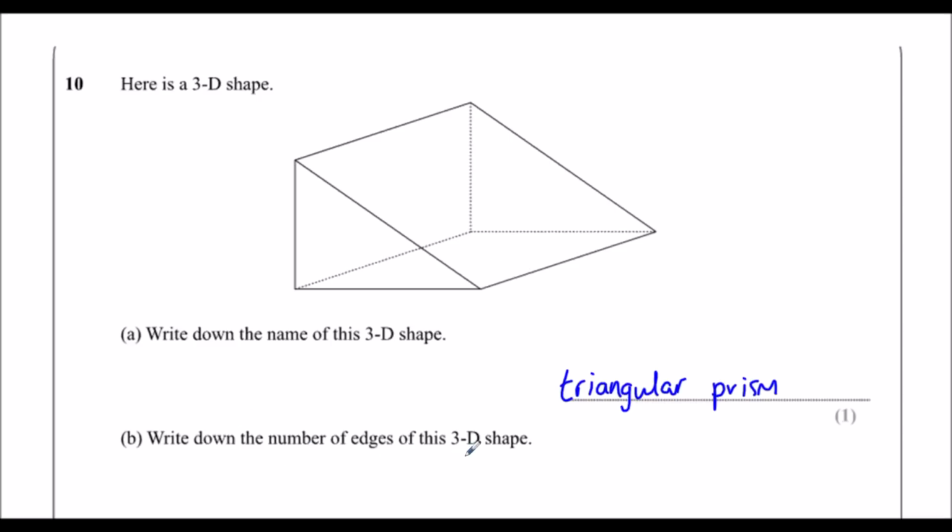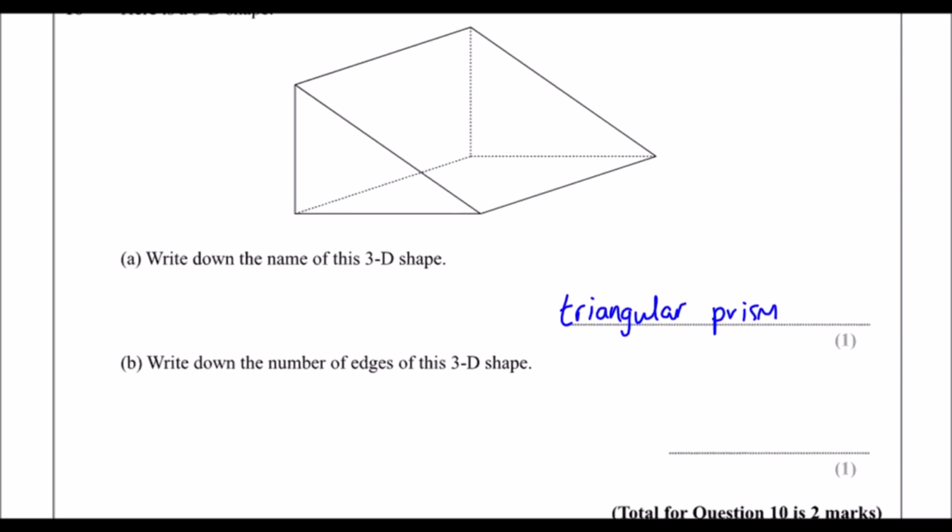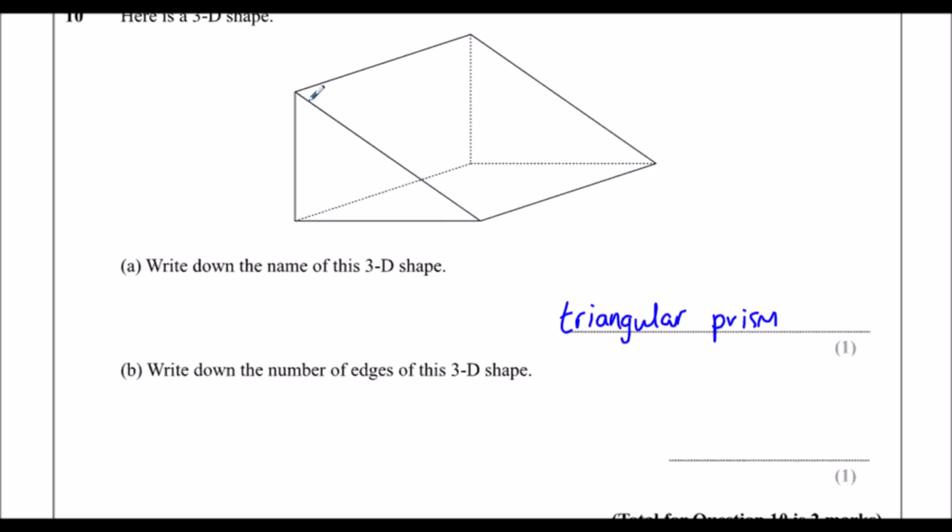Write down the number of edges of this 3D shape. So how many edges? So we've got 1, 2, 3 on the front triangle. We've got 1, 2, 3 going back, and then 1, 2, 3 on the back triangle. So we've got 9 edges. 1, 2, 3, 4, 5, 6, 7, 8, 9.